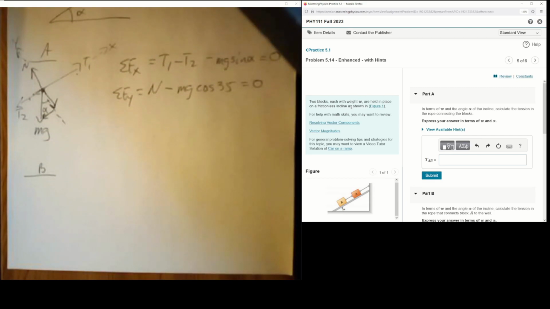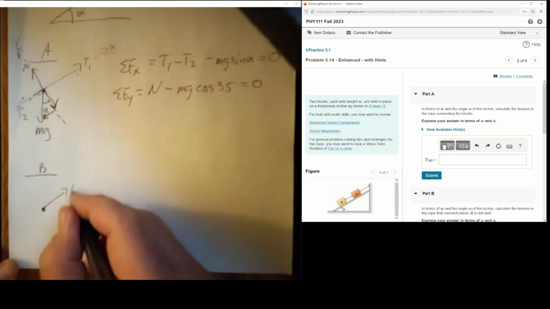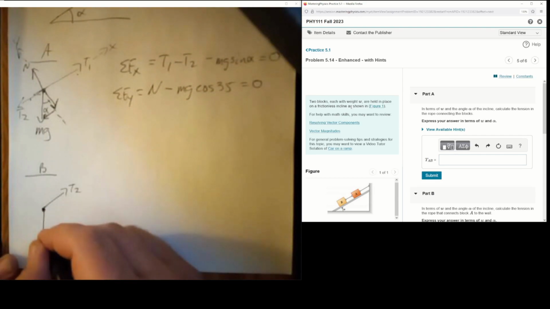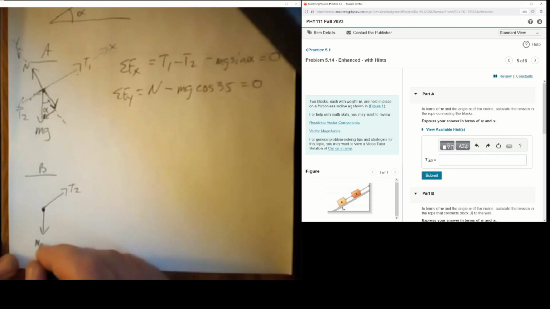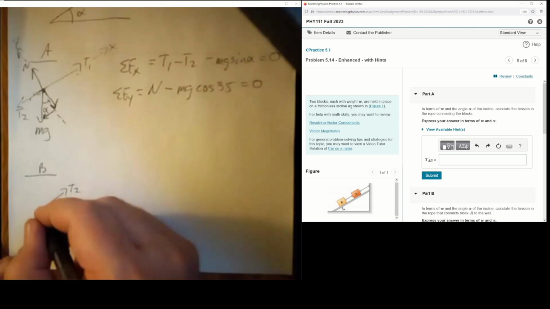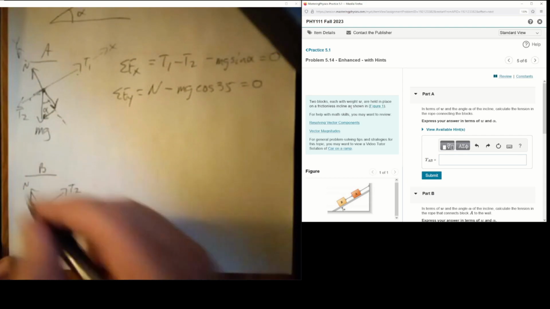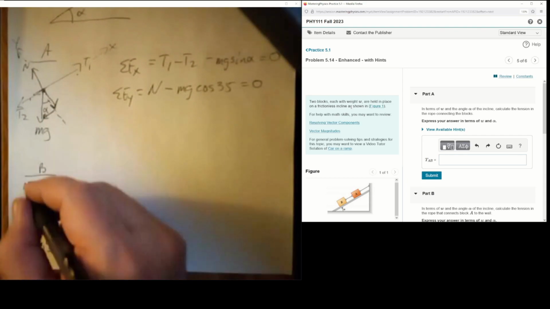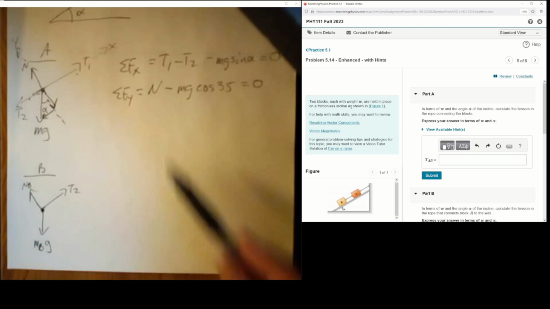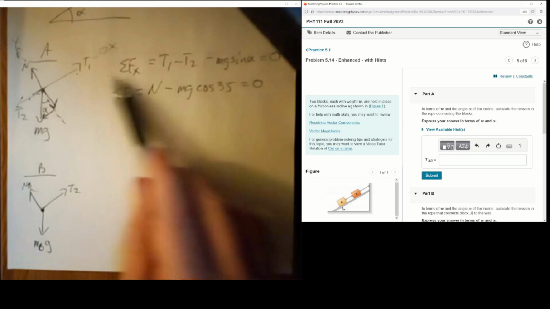For block B, here's our block. It's got tension 2 holding it up. It's also got its own mass going down. And then a normal force perpendicular with the surface. And I really should subscript all these with B to differentiate it from this, which is all from A.